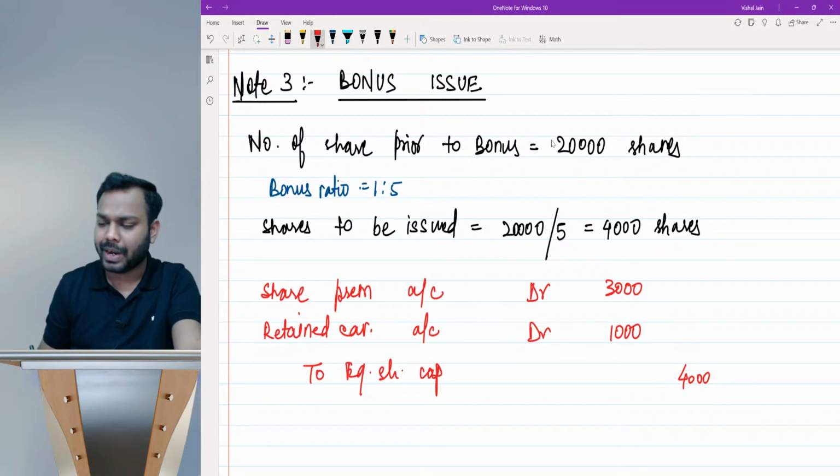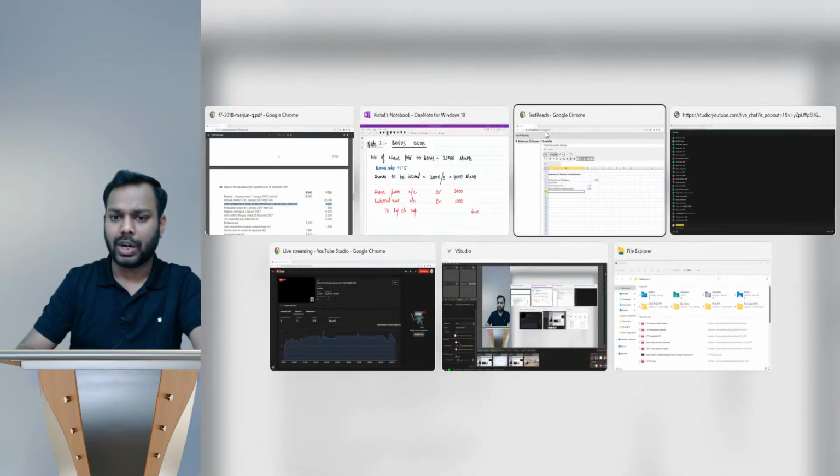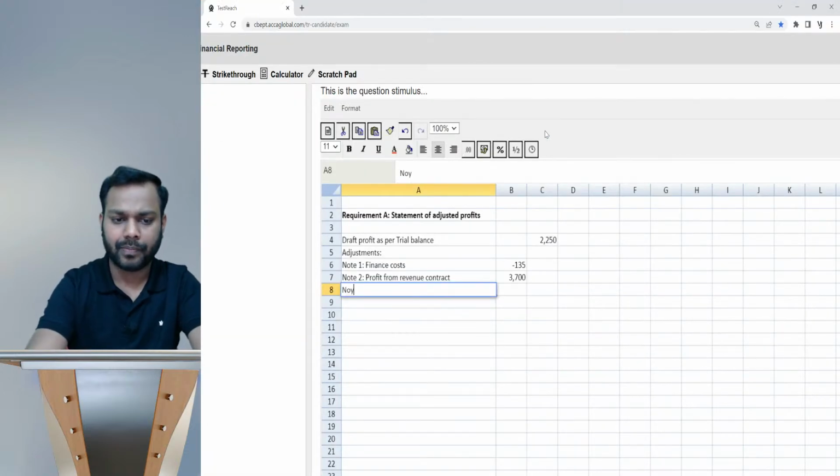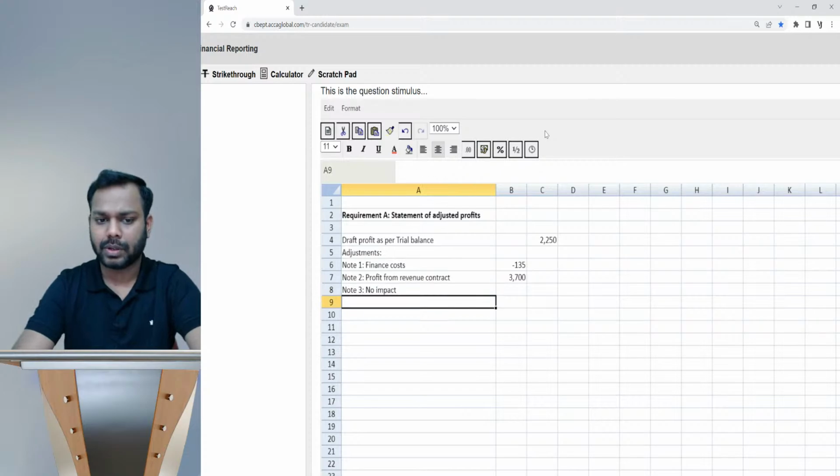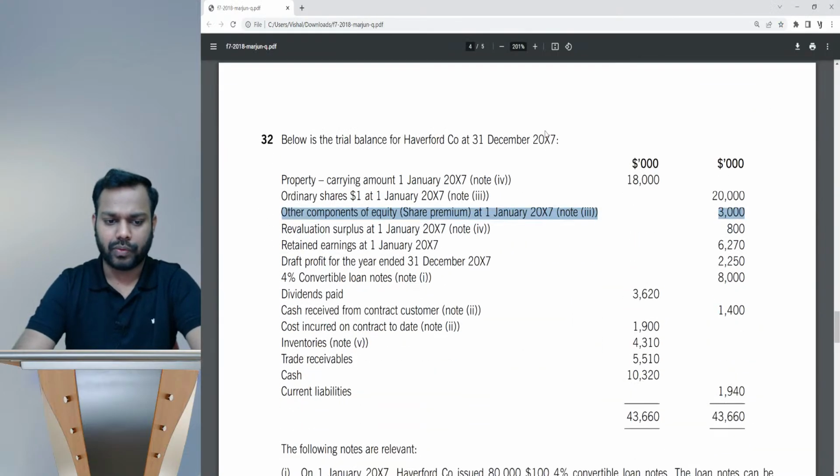Will it impact the P&L in any manner? No, it will not impact the P&L. Note 3, no impact. Okay, now coming on to note 4.